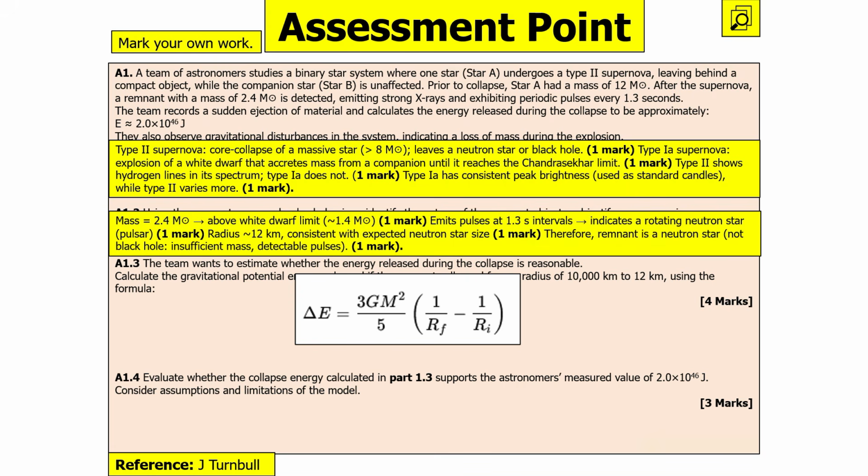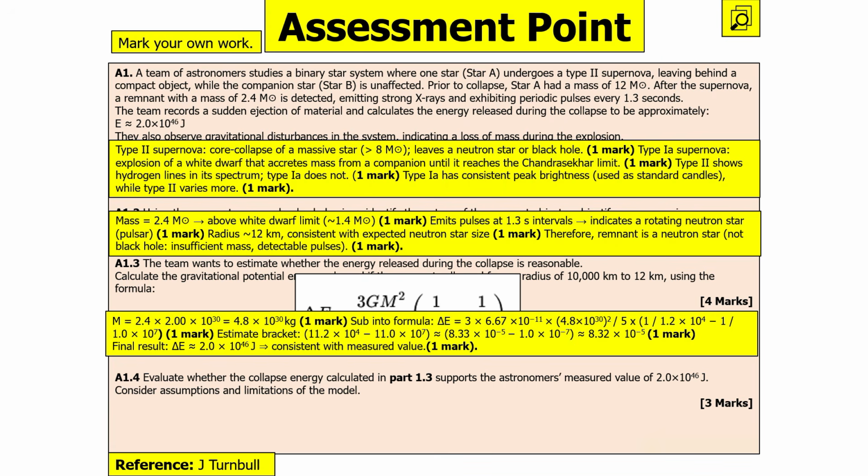Now we convert our mass of 2.4 solar masses, and we know it's much above the white dwarf limit of 1.4 solar masses. It emits pulses every 1.3 seconds, indicating a rotating neutron star or pulsar. The radius of 12 kilometers is consistent with a neutron star, so the remnant must be a neutron star. It can't be a black hole, as it doesn't have enough mass, and it gives off pulses of radiation. We then substitute the values into the formula given on the screen. We convert our mass from solar masses into kilograms, and when you work it through, the answer is 2 times 10 to 46 joules, which is consistent with our measured value.